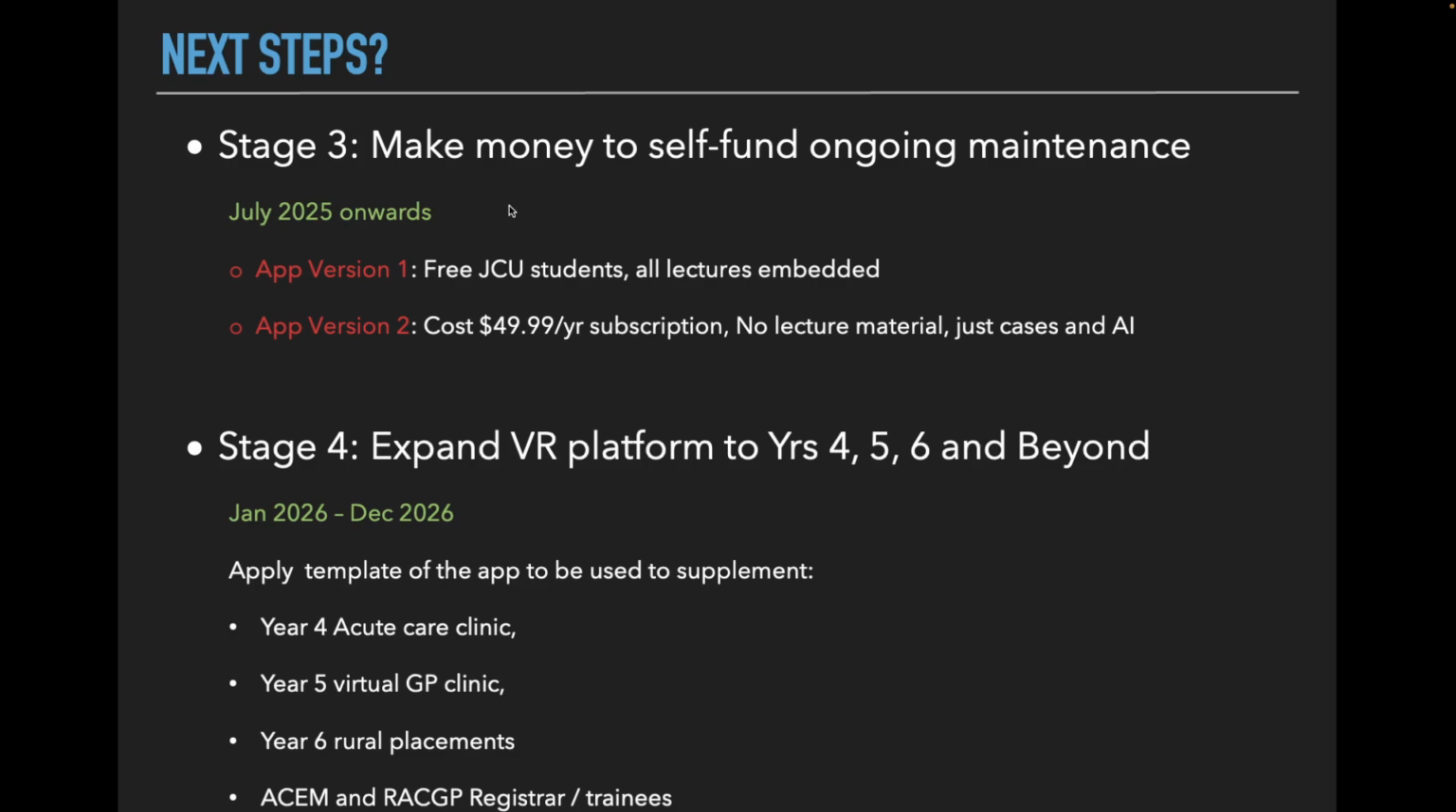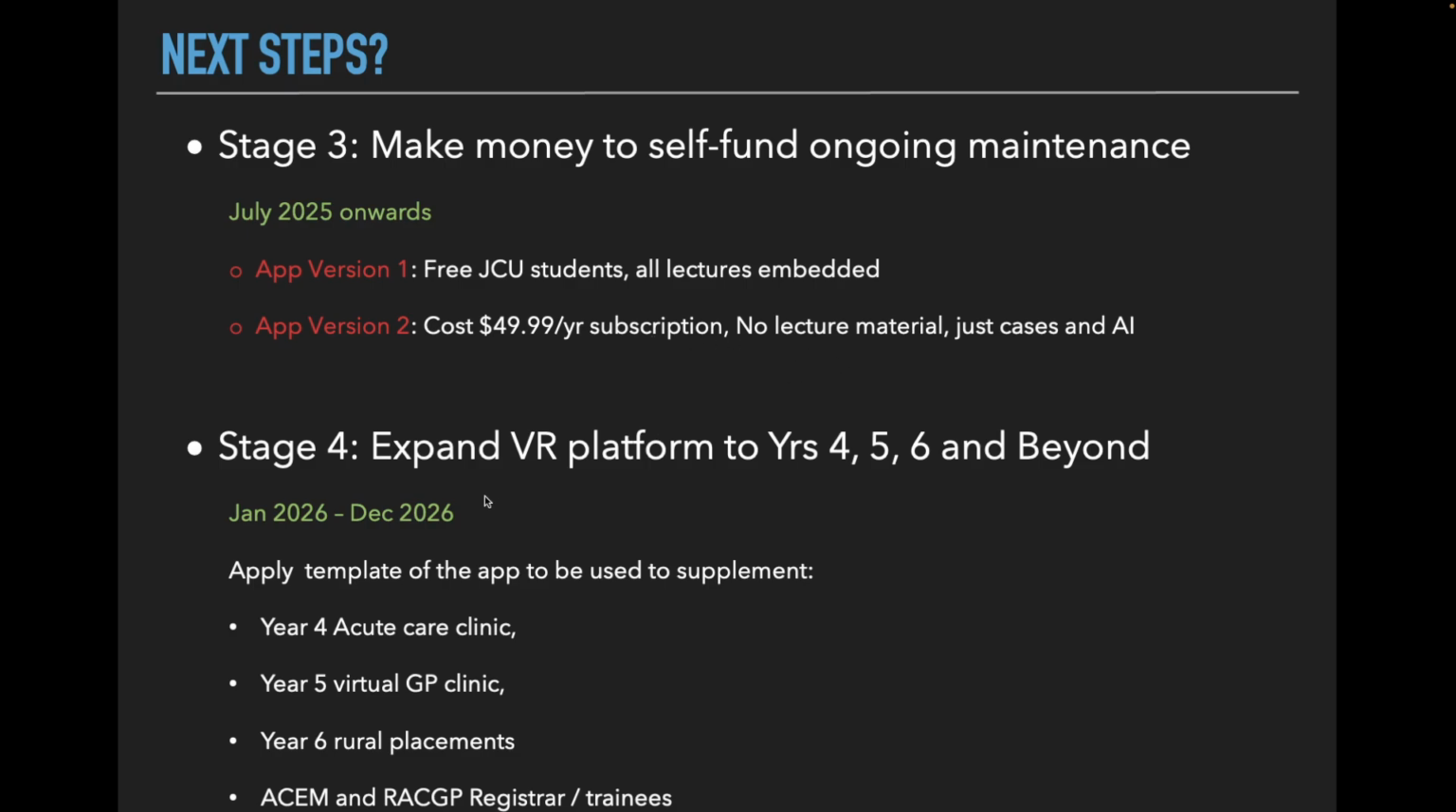Stage 3, we want to make some money to self-fund the ongoing maintenance of this app. So in July, the plan next year is to have 2 versions. One app version is free for JC students and has all the lectures embedded. App 2 goes to the rest of the world, and that's like a $50 a year subscription, but with none of the lecture material, just the cases and the AI function.